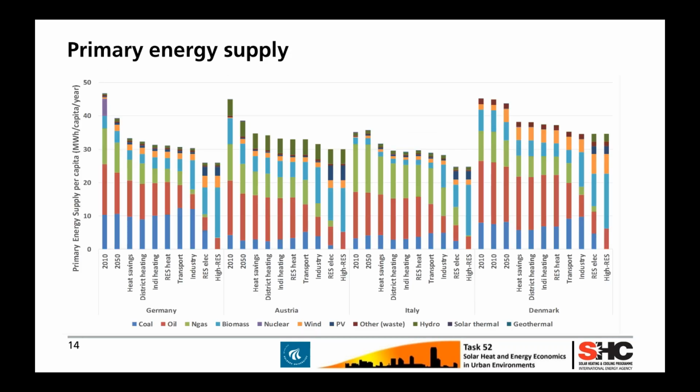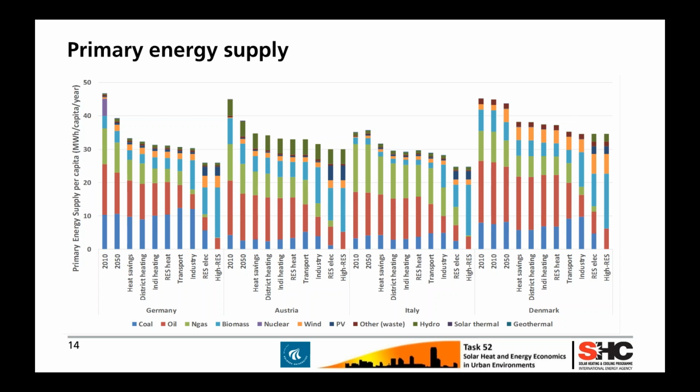So what the typical outcome of such a study is, you get a primary energy supply, and you see now the 4 countries, Germany, Austria, Italy, and Denmark. And you see, looking at the primary energy supply, it started in 2010 with about 50 megawatt hours per capita and year. And it goes down to, let's say, 25 megawatt hours per capita per year with this high renewable scenario in 2050.